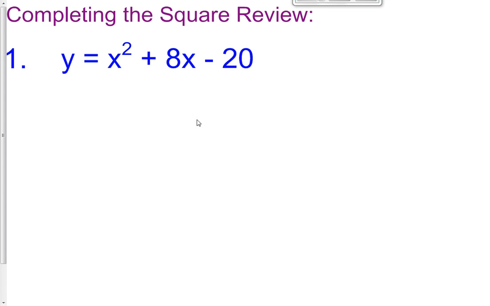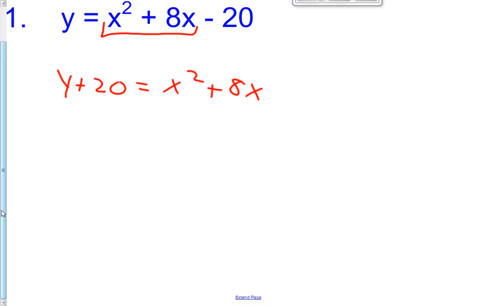So what we got to do here is get x squared and 8x on the same side by itself. We're going to add 20. So y plus 20 equals x squared plus 8x. At this point, once you have a 1 in front of your x squared, which you do, and once you have your x squared and your x on the same side, you're ready for your blank. So now you have y plus 20 plus a blank, that equals x squared plus 8x plus a blank.